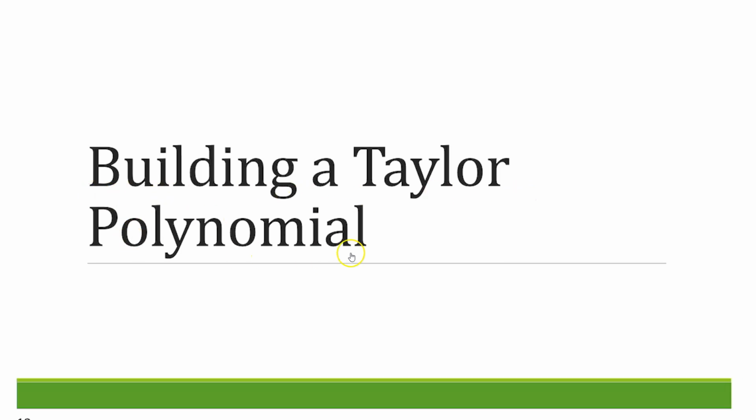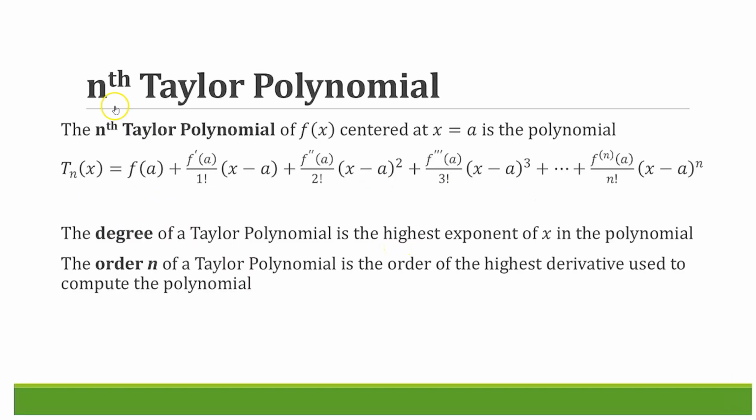Building a Taylor polynomial. To build a Taylor polynomial, we're going to need the formula. The nth Taylor polynomial of f of x centered at x equals a is the polynomial T sub n of x equals f of a plus f prime of a over 1 factorial times (x minus a) plus f double prime of a over 2 factorial times (x minus a) to the second power, and so on, all the way up to the nth derivative at a over n factorial times (x minus a) to the n. So this is the formula that we're going to be using to build our Taylor polynomial.